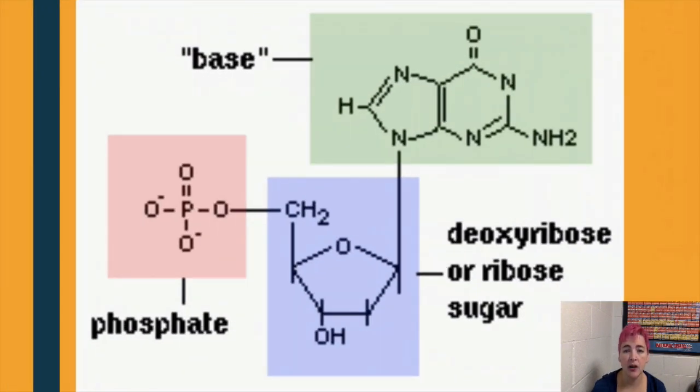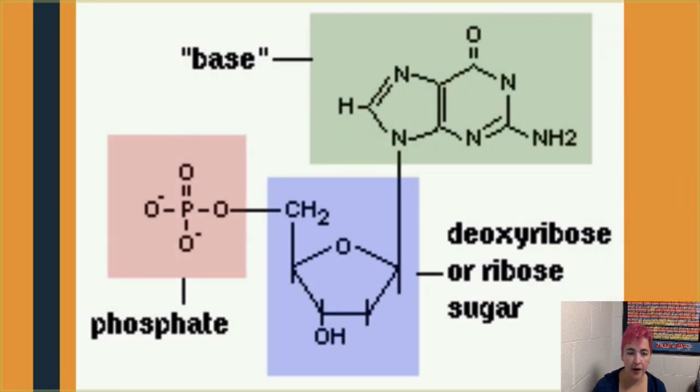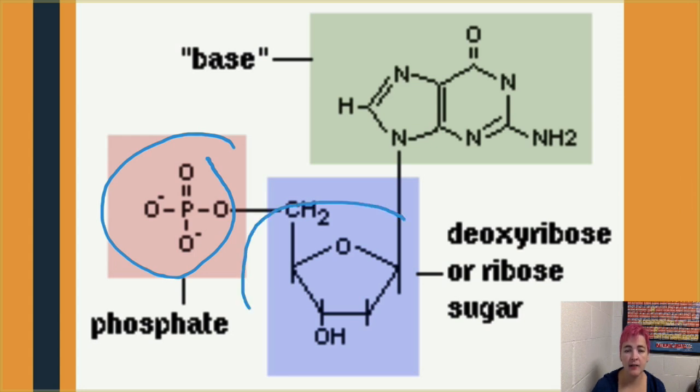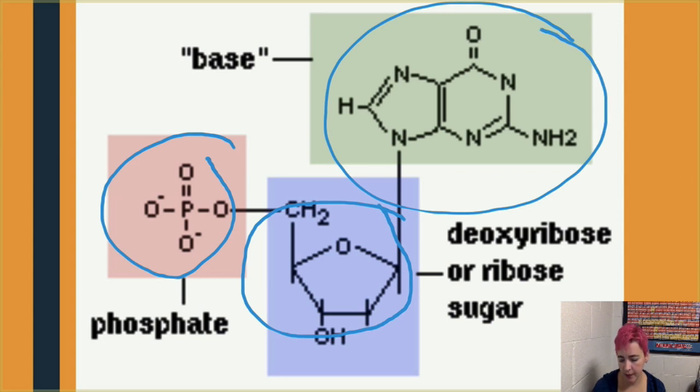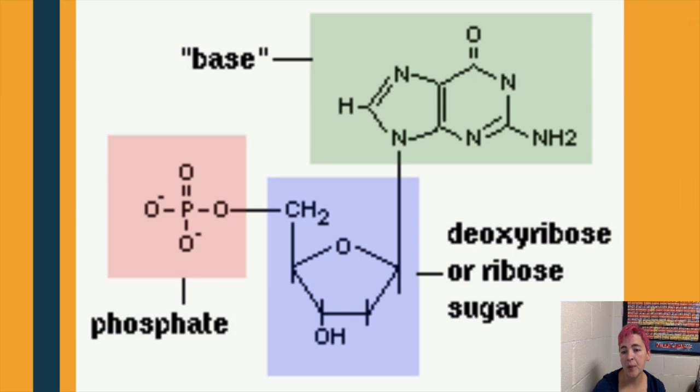This is the basic structure of a nucleotide. There are 3 parts. We have our phosphate group here. We have a 5-carbon sugar, and this could be either deoxyribose for DNA or ribose for RNA. And then we have our nitrogen base. I don't know if you remember from prior science, but this would be the A, T, C, and G of DNA. When we have repeating nucleotides, we're going to be creating nucleic acid.